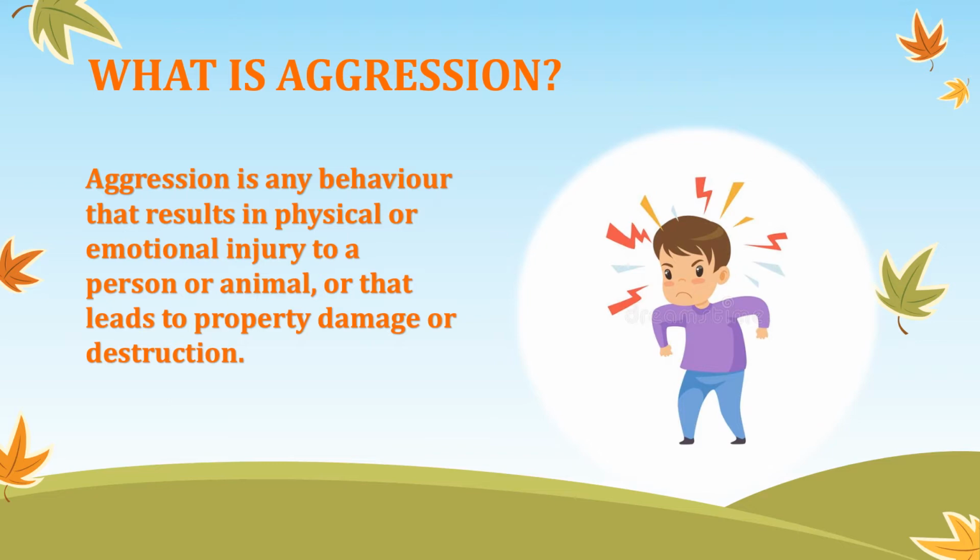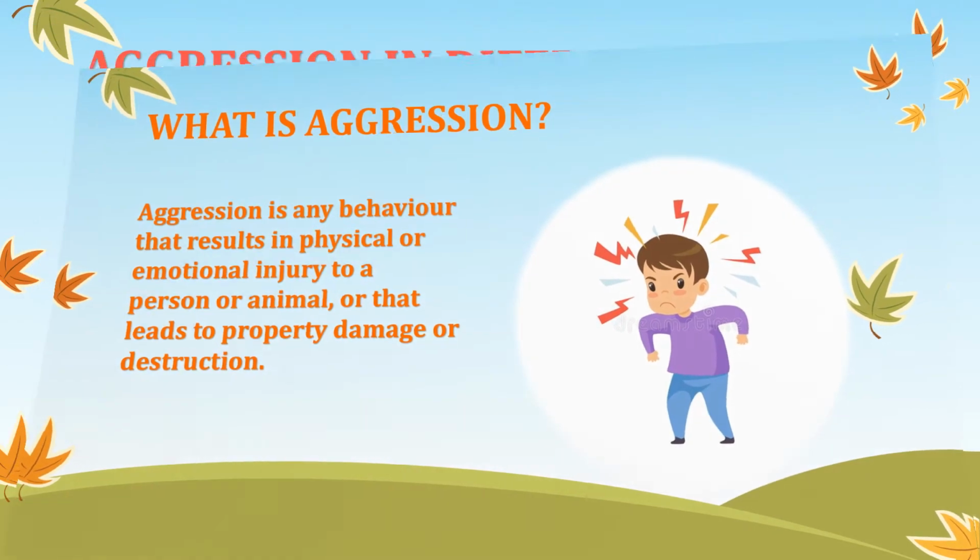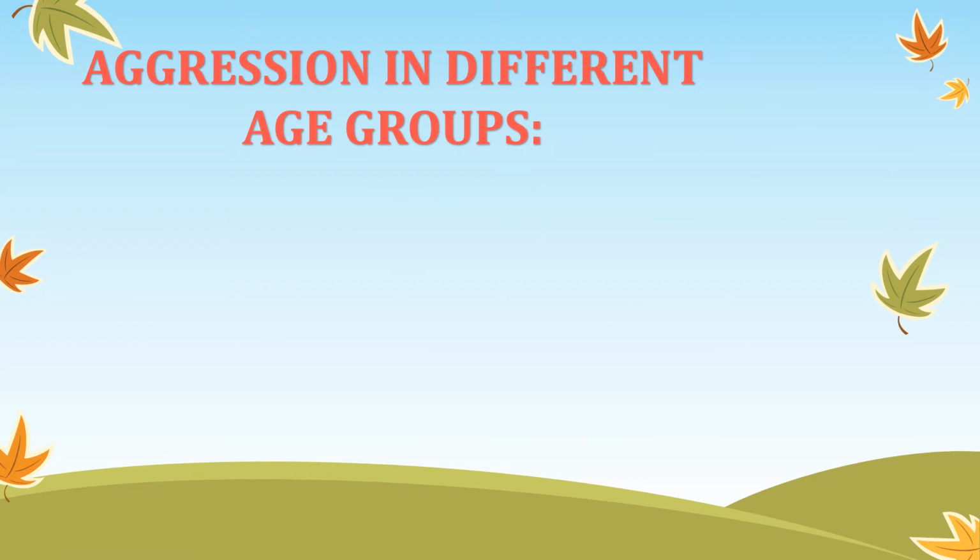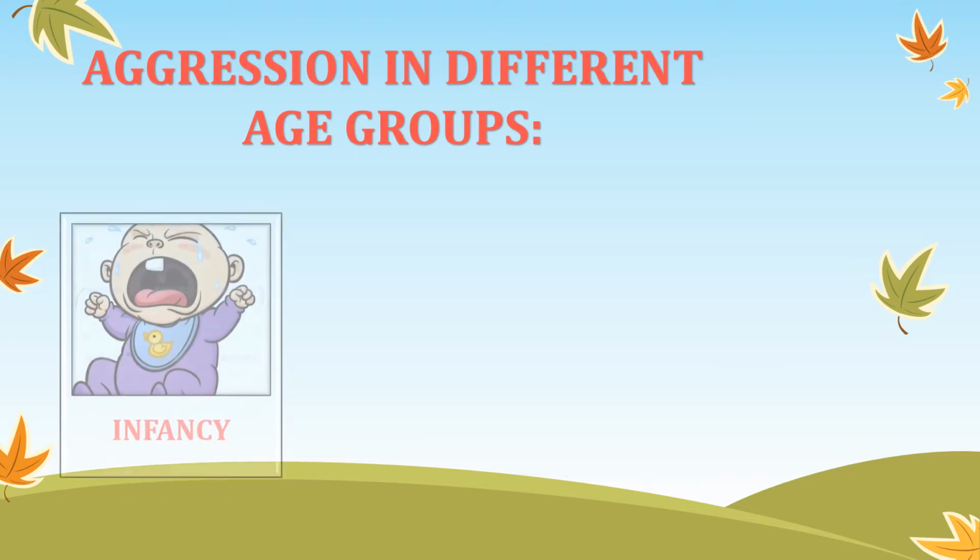Children in different ages show aggressive behavior. Let us quickly learn about aggression in different age groups. Children in all age groups learn that aggressive behavior is a powerful way to communicate their wishes or deal with their likes and dislikes. Stage 1, Infancy.